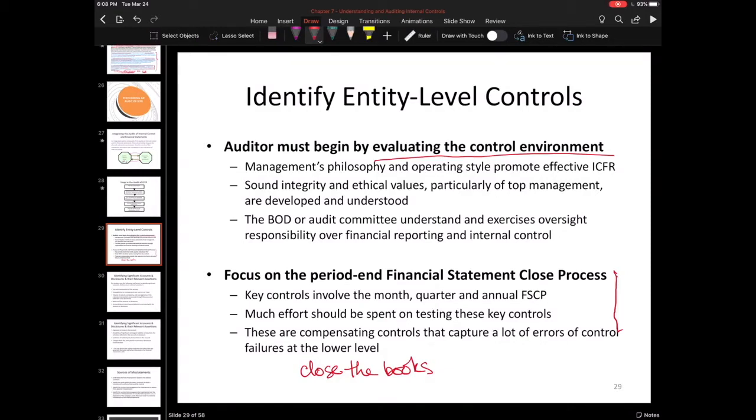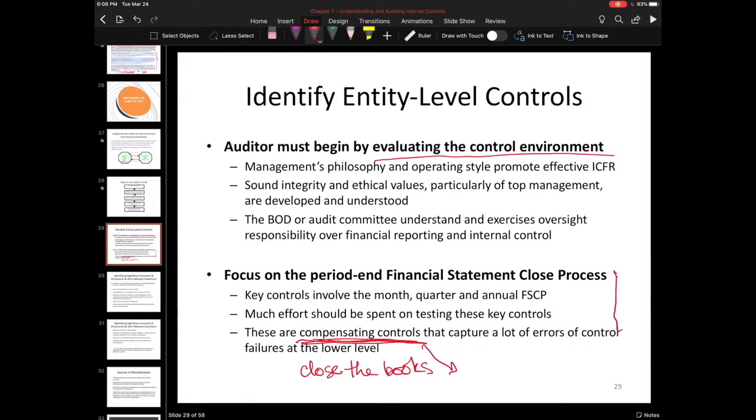They'll turn over, at the very end of the year, those income statement accounts and put them in retained earnings, right? All those good things are in the financial statement close process. And in the upper level review controls, things like management taking a look at the financial statements and comparing budget to actual, all that type of stuff is in the financial statement close process too. And that's usually considered somewhat of a compensating control because it can capture lots of lower level control errors.